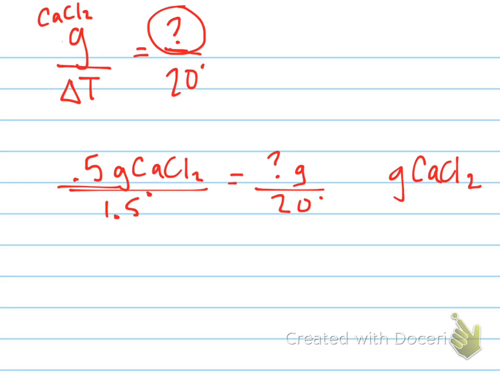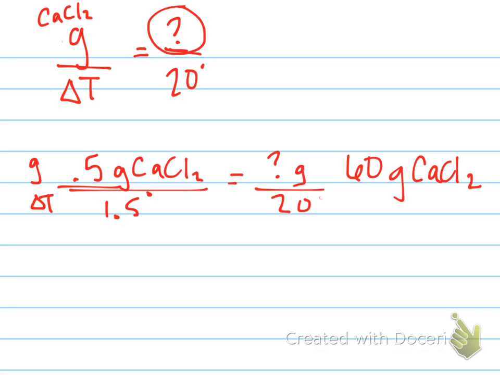To find how much I need for a 20 degree change, I take my grams of calcium chloride divided by my temperature change. That's grams divided by delta T, and I get maybe somewhere around 60 grams. Those are made up numbers. To find out how much that's going to cost me, I just do another proportion, and I look at my chart on page 101 of my handout.